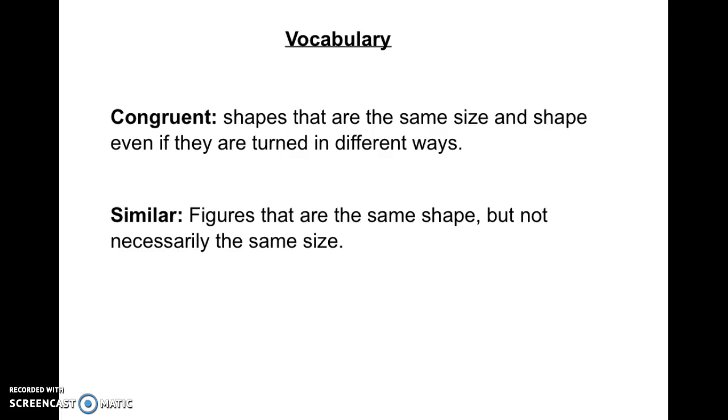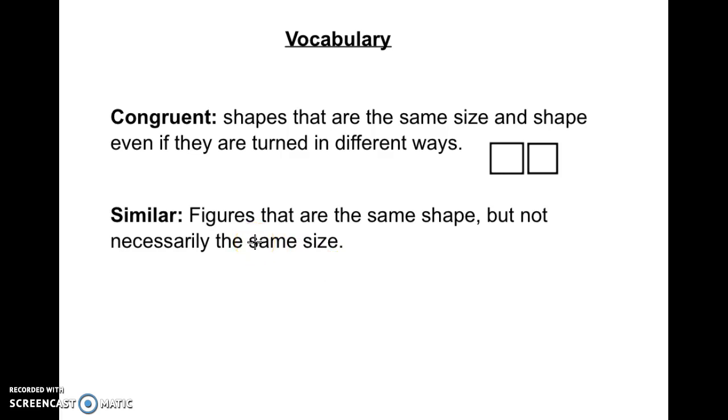All right, so the first two vocab words that are really important to understand are congruent and similar. Shapes that are congruent are shapes that are the same size and shape, even if they are turned a different way. So for example, if I were going to draw two congruent figures, I might draw this little box, and then I have to draw one exactly the same size, same shape. Okay, and then I would say that they're congruent.